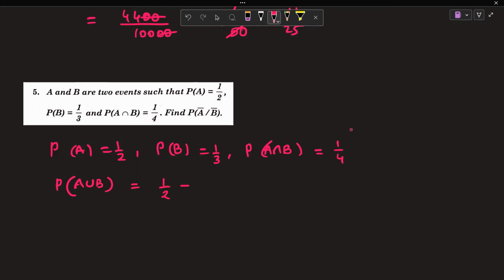P of A plus P of B minus P of A intersection B. So what is the whole LCM? 12. This will be 6 plus 4 minus 3. This is what? 7 out of 12.